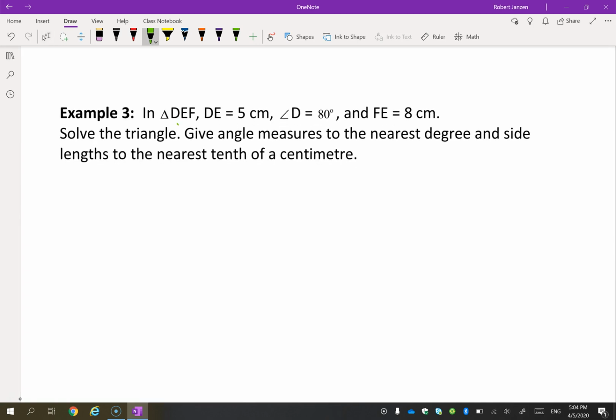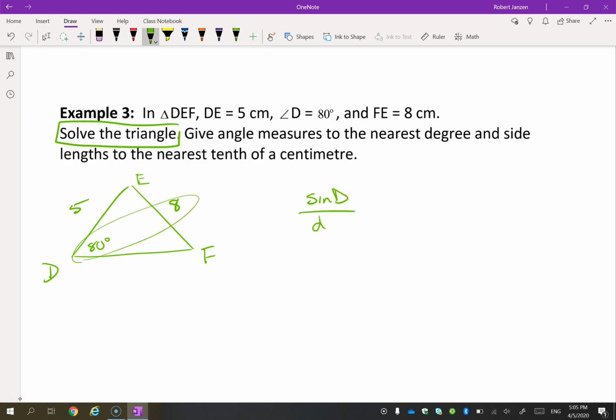This one's a little different. It says solve the triangle. That means we're supposed to find all the missing parts. It also is different in that there's no picture. So don't stress about the picture. I'm just going to write it exactly like I see it. DEF, DE is 5, angle D is 80 degrees, doesn't have to be to scale. FE is 8, and that's all it gives us. So let's start with what we know.